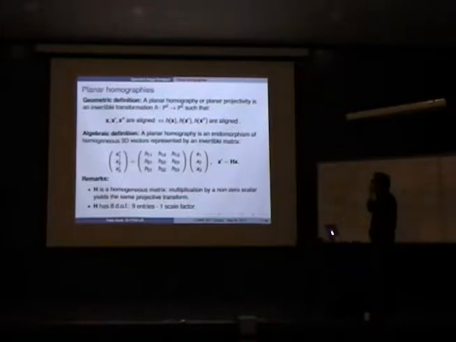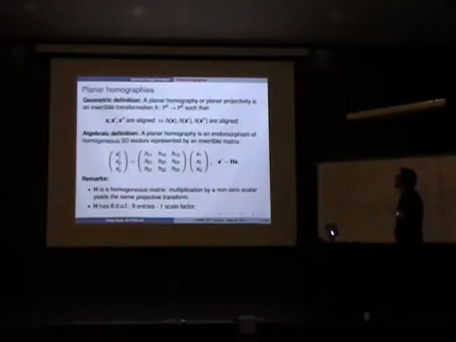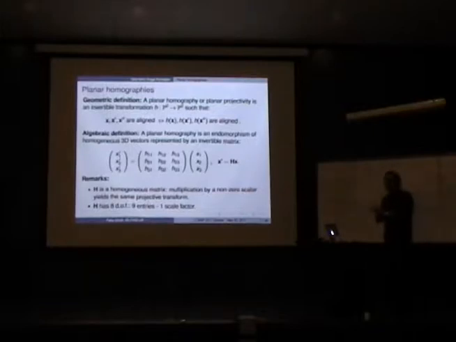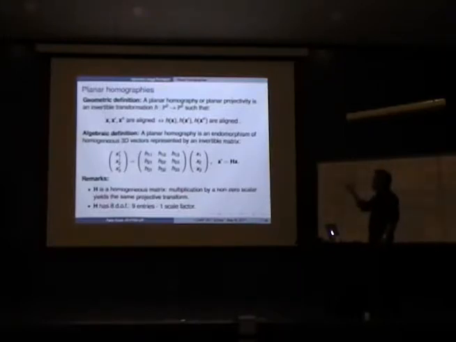So first, geometrically, what is a planar homography? It's just a transform that preserves alignments, and it has to be invertible. So if we're given 3 points which are aligned, and we apply a homography, they have to be aligned. There's an algebraic definition that comes from working in homogeneous coordinates, which says that a homography can be represented by a 3x3 matrix, because we are in R2, but we have to add one dimension for the homogeneous coordinate. So these are 3x3 matrices, which must be invertible.